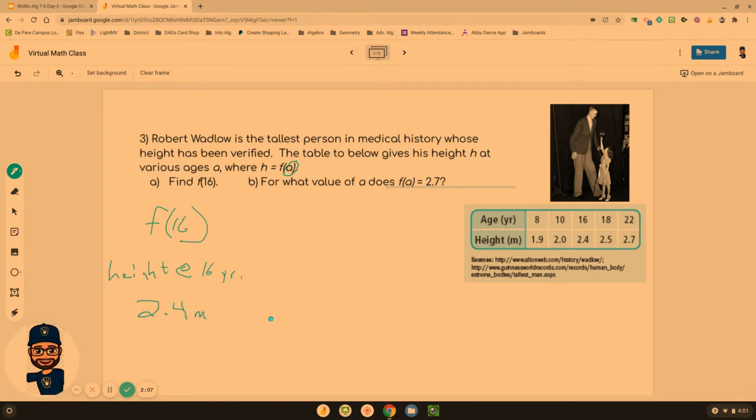The second question is a little bit different though. For what value of a? So what age does the function equal 2.7? f of a equals 2.7. That's the h. At what age is his height 2.7? We go to the table. When is he 2.7 meters tall? The age would have been 22 years old. And so we have to understand the context of the problem as well as what they're asking us given the function notation. We have to try and relate those two together using tables, using graphs, things that look different than just straight plugging numbers in.